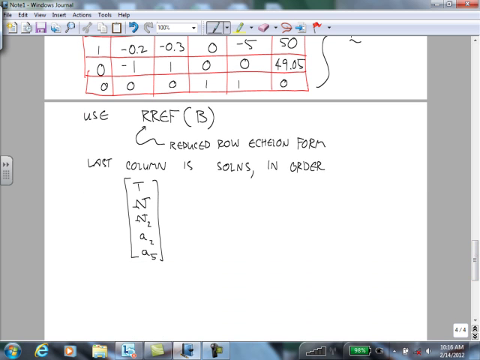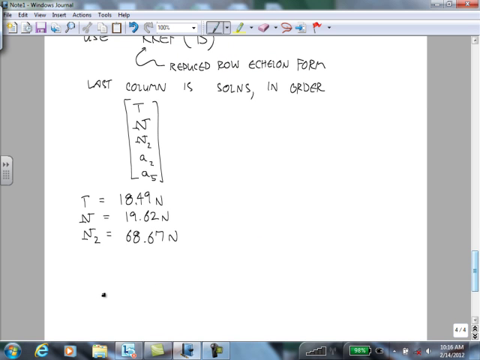For the tension, we got 18.49 newtons. For the normal force between the two boxes, we got 19.62. Just the weight of the top box, that makes sense. For the normal force between the bottom box and the ground, we get 68.67, which is just the weight of the two boxes together. That makes sense.